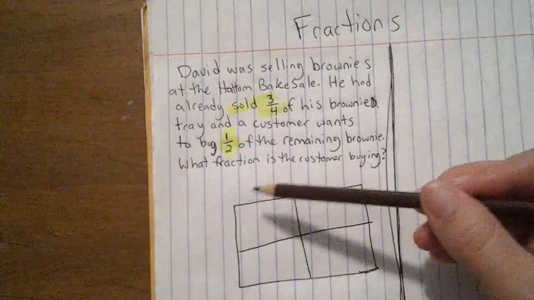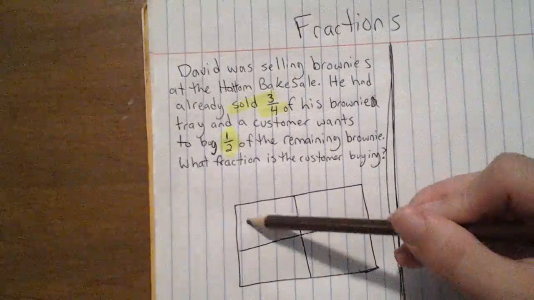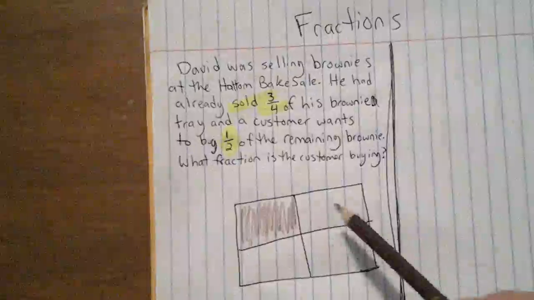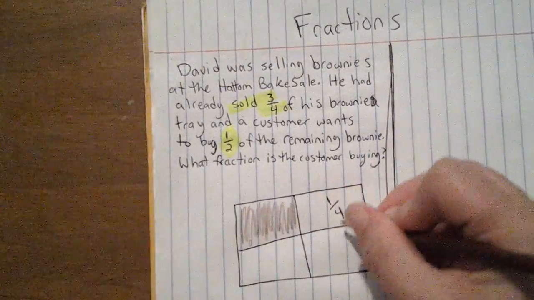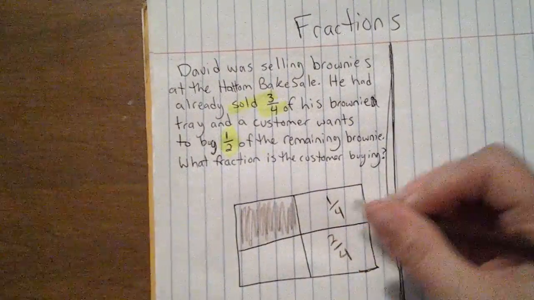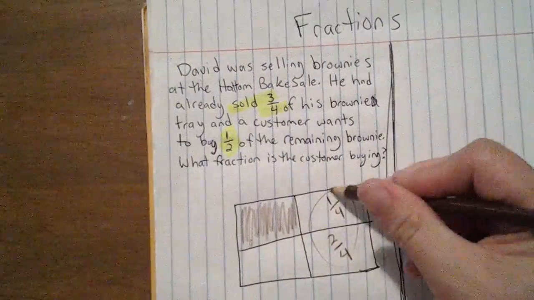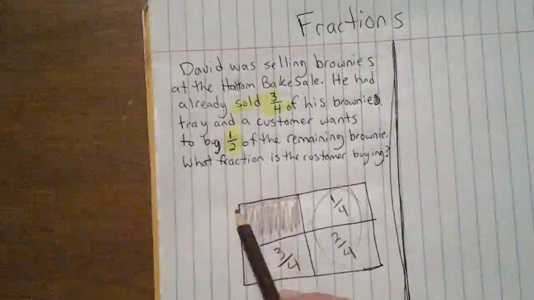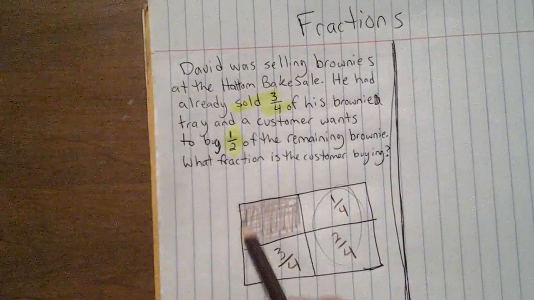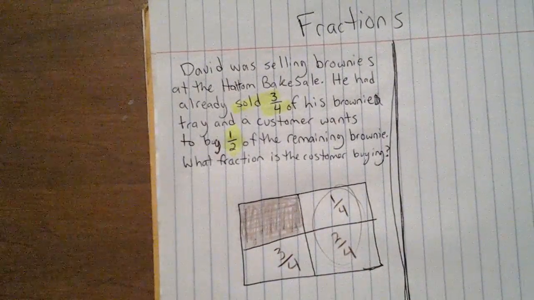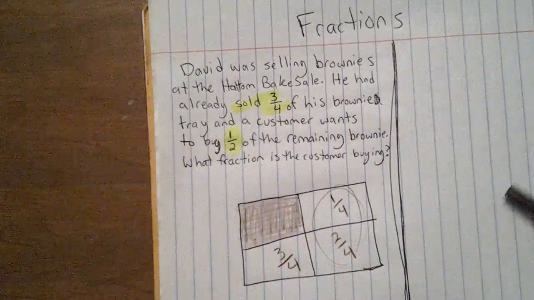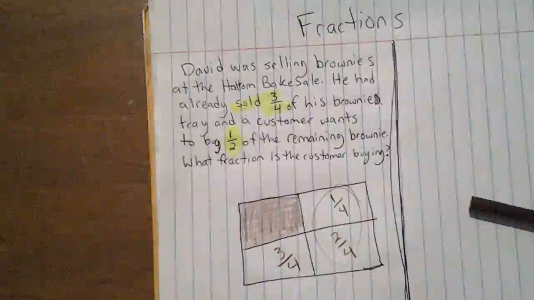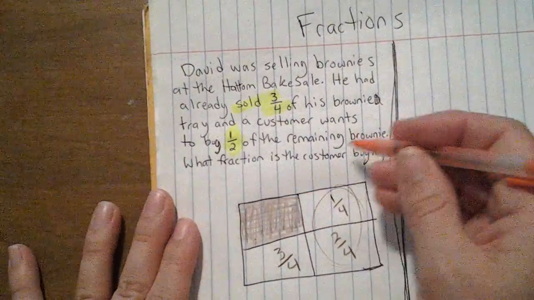So, let's see here. He had sold 1/4, 2/4. Now, 2/4 is obviously the same as a half. This is half of it. And then 3/4 are sold, leaving him with this chunk of brownie left. Now, to calculate if somebody wants to buy half of that, there's a few ways of doing that. One of the ways is to quite literally cut it in half.